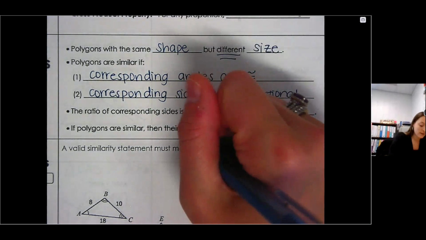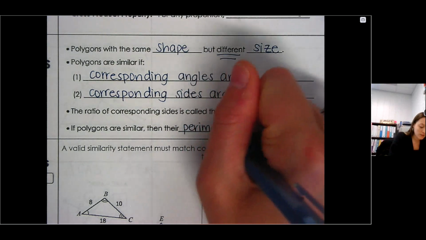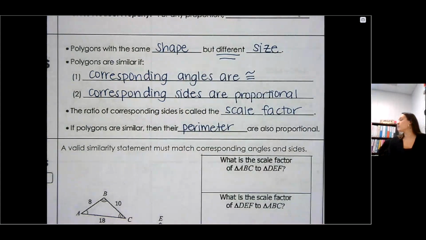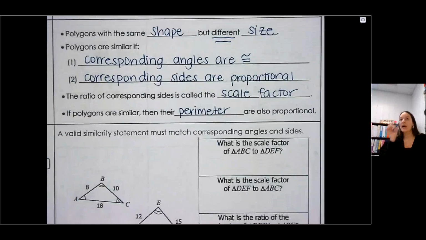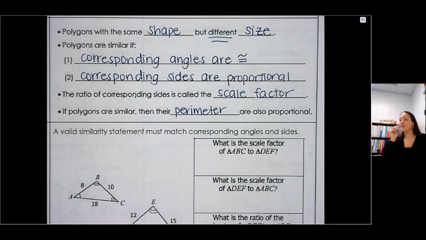What's a perimeter? The outside, yeah, distance around the outside of a figure. Okay, so polygons with the same shape but different sizes are similar. They need to have all of their angles match, and they need to have the side lengths have the same fraction or same ratio in order to be similar.